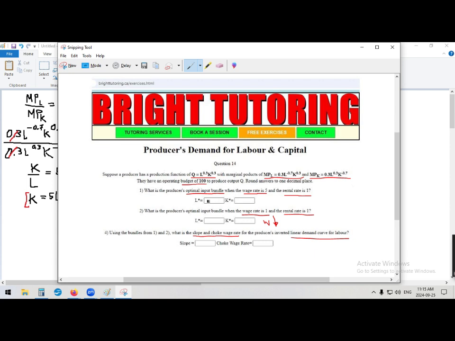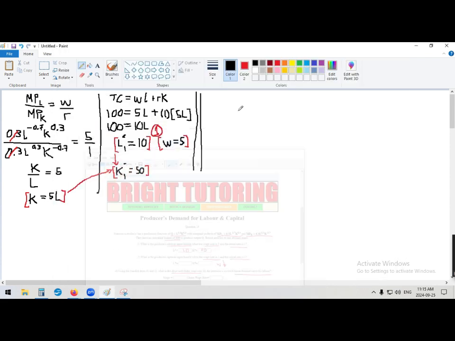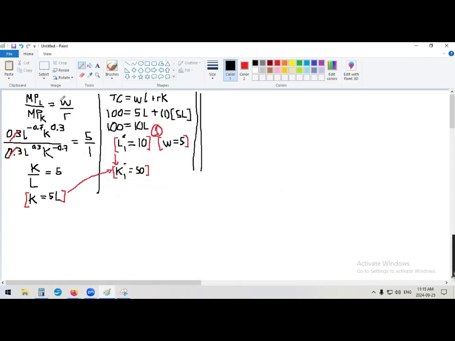So what we have here is K is 50, L is 10. And the next part, we do a similar thing. We do the same thing. We just change the wage rate here down to 1 and then see how the answer changes. So we're going to do the same process as we do over here. We just have to change the W to a 1 wherever we see it here.